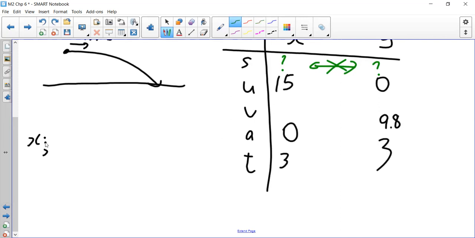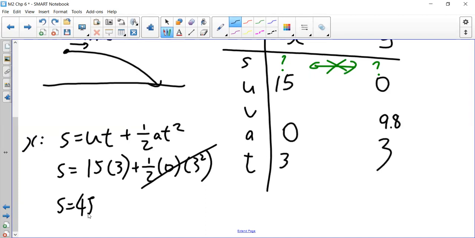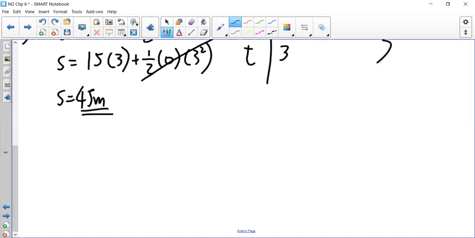Let's do x first. To do x, I need to use the formula without v. So s equals ut plus a half at squared. s is unknown, u is 15, time is 3, plus a half, a is 0, time is 3 squared. Half times 0 times 3 squared is just 0, so it's gone. 15 times 3 is 45 meters. So that's the horizontal distance. What about vertical distance?